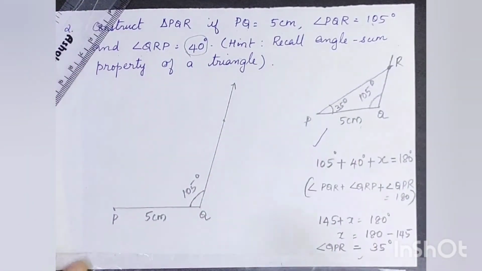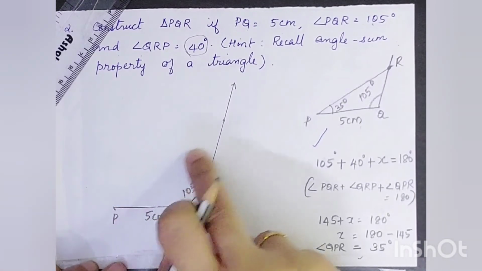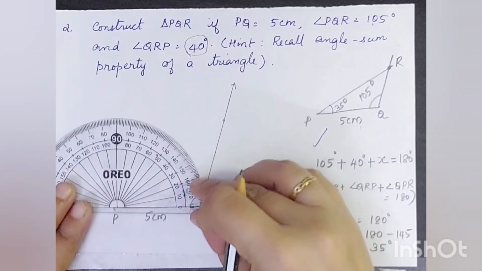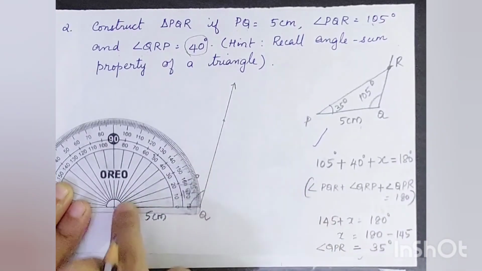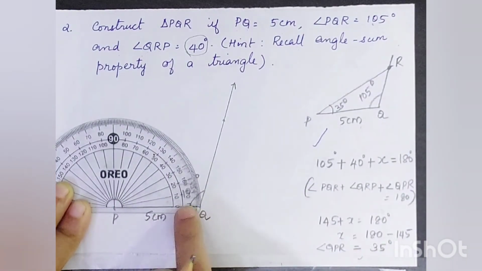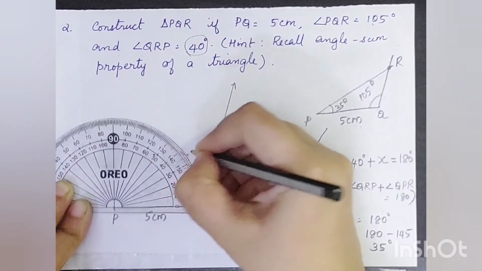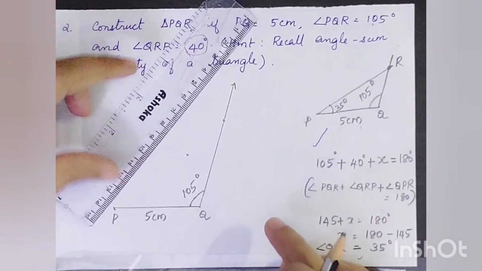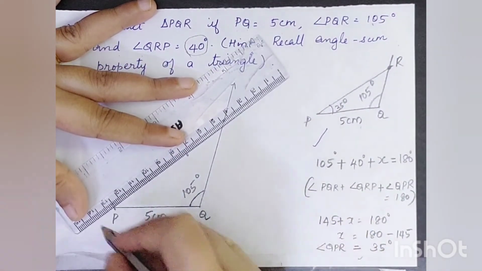Okay. Now what should we do? We should locate the point R. How to locate that? We have already got angle P is equal to 35 degrees. So we should draw a 35 degree line here at angle P. For that, use the protractor. Since we have our line this side, we are going to take 0 from this side. Okay. So 0, 10, 20, 30 and 35 here. Here we take this point, join P and this point and draw a line.